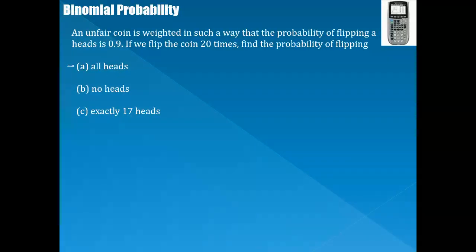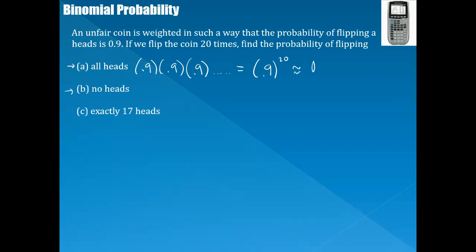The first two, you know, right? The probability of flipping all heads, well, 0.9 times 0.9 times 0.9, and so on. Realistically, I'm saying 0.9 to the power of 20. Do I know it off the top of my head? No, but I have it. This is about 0.122. There's a 12.2% chance of getting all heads.